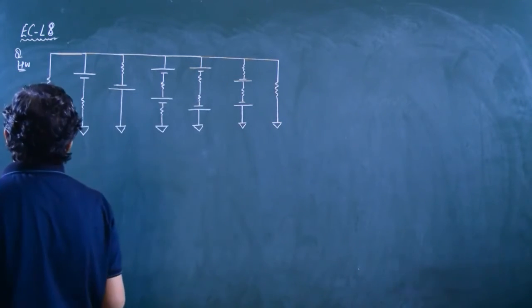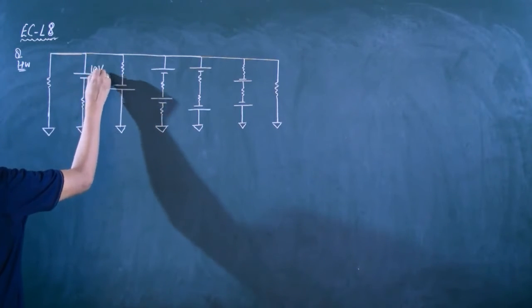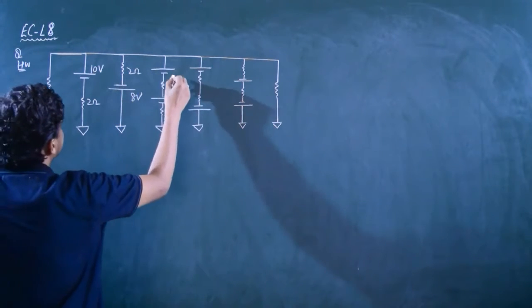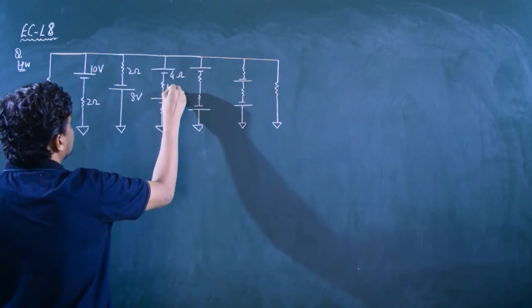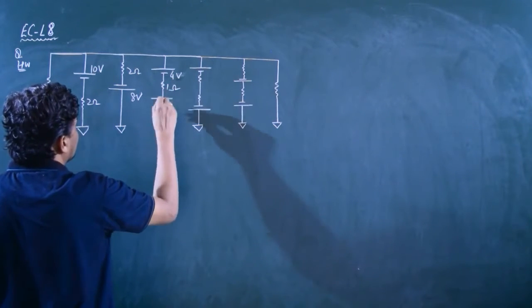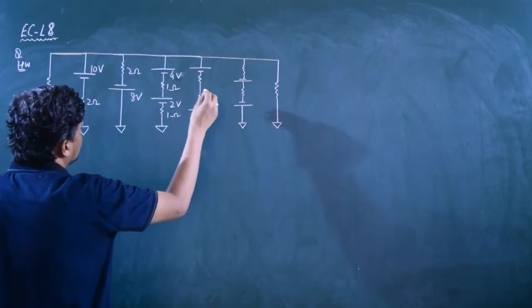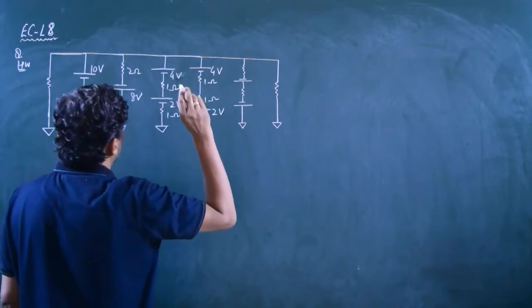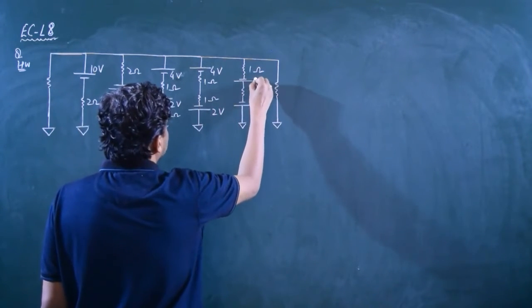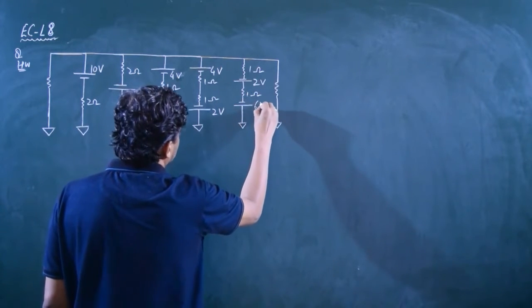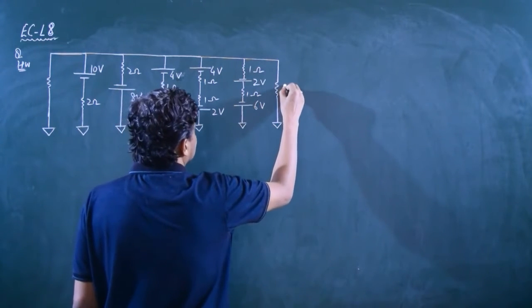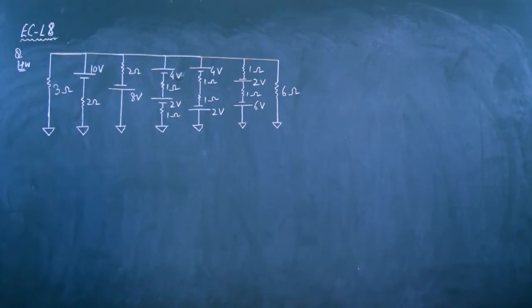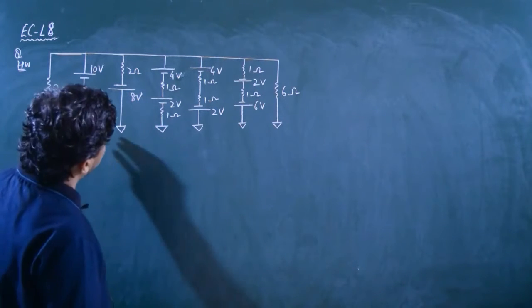Now this one is the question. 10 volt, 2 ohm, 2 ohm, 8 volt, 4 ohm, 4 volt, 1 ohm, 2 volt, 1 ohm, 4 volt, 1 ohm, 1 ohm, 2 volt, 1 ohm, 2 volt, 1 ohm, 6 volt. This one is of 6 ohm, and this resistance has value 3 ohm. Okay, and the lower ends are grounded.